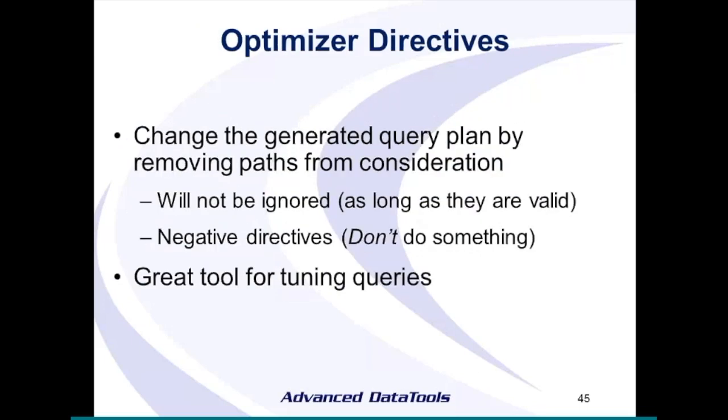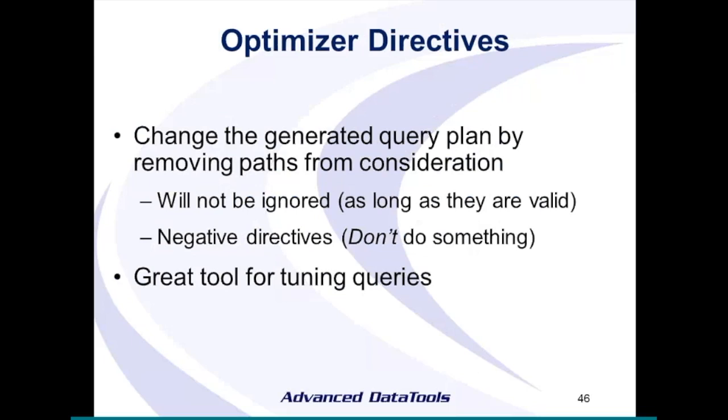So that's looking at explain plans there and tuning a query. One of the tools that you have when you are tuning is to use optimizer directives. Now, what directives do, they tell Informix how to run the query. So unlike other databases with hints and stuff, these optimizer directives, as long as they're valid, will not be ignored. And the nice thing is you can also say, don't do this. Do anything else, but don't do a table scan, or don't use this particular index.